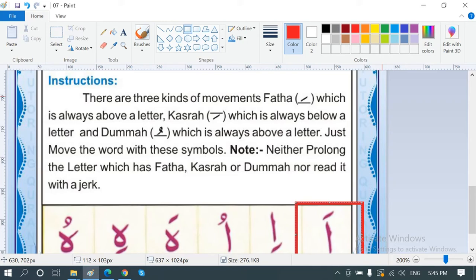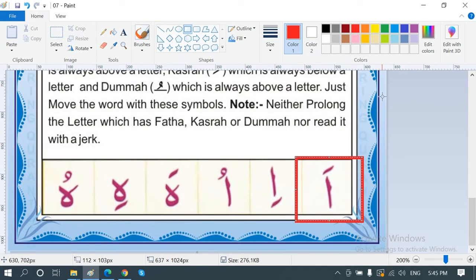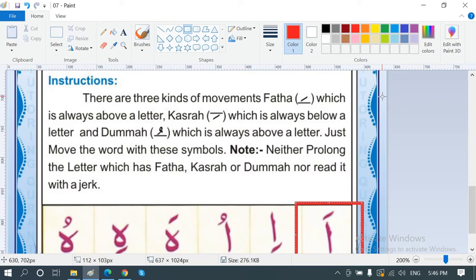And when you put a vowel like fatha, kasra, or dhamma on seen, that vowel, that haraka, will move the sound. If we take fatha for an example, alif fatha, a, and seen fatha, sa. So fatha is moving the sound of seen up. You got me? Fatha moves the sound of a letter up, kasra moves it down, and dhamma moves the sound of the letter around.